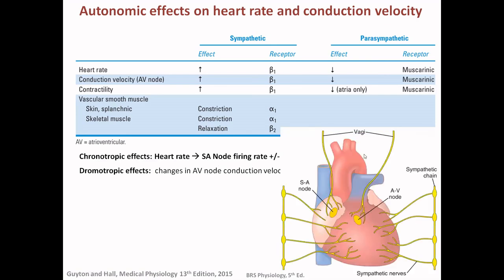Okay, so here is the vagal, the parasympathetic. You can see here it is innervating the atrium as well as the SA node and the AV node, but the nerve from the vagus is not innervating the ventricle. The atrium and the ventricle are innervated by the sympathetic chain. So the parasympathetic does not innervate the ventricle. In the ventricular muscle, you don't see any parasympathetic signal here.